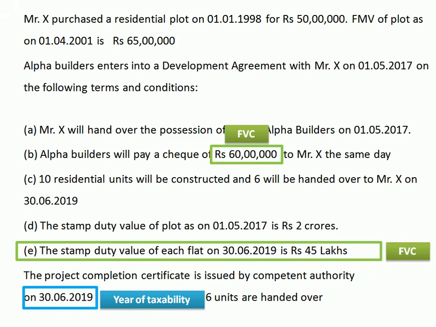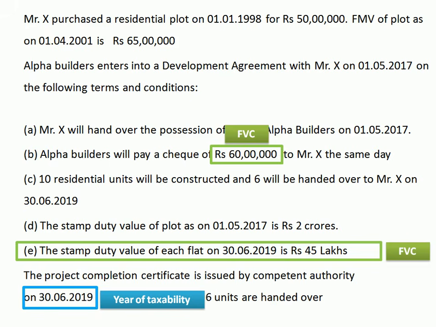The stamp duty value of each flat is 45 lakhs, multiplied by the 6 flats that he receives. In addition, he has also received a consideration of 60 lakhs in the form of a cheque. Both of these will be considered as the full value of consideration, or FVC in short.